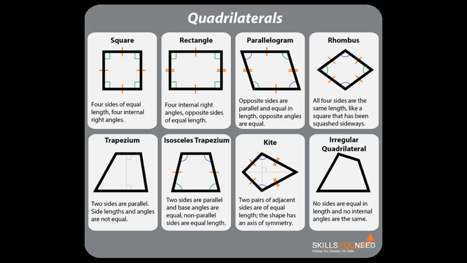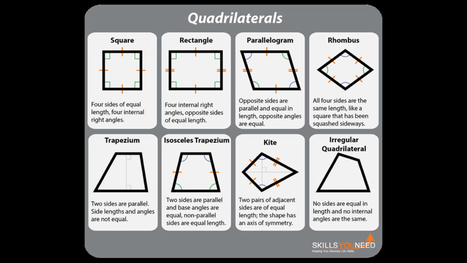Now, a rhombus, which is next to it, is a special type of parallelogram where all four of the sides are the same length. So in a parallelogram, it's just the opposite sides that are the same length, but in a rhombus, all of the sides are the same length. They're still parallel, but it's a little bit like a square that's been squashed. Sometimes it looks a bit like a diamond, but it is a bit like a square that's been squashed. So all the sides are the same length, but you've still got your parallel sides. Their opposite angles as well will be the same.